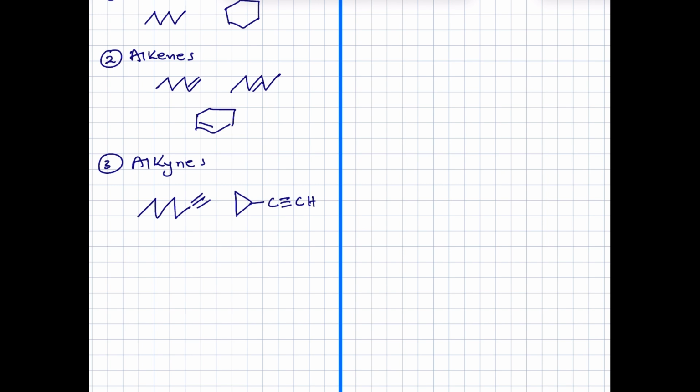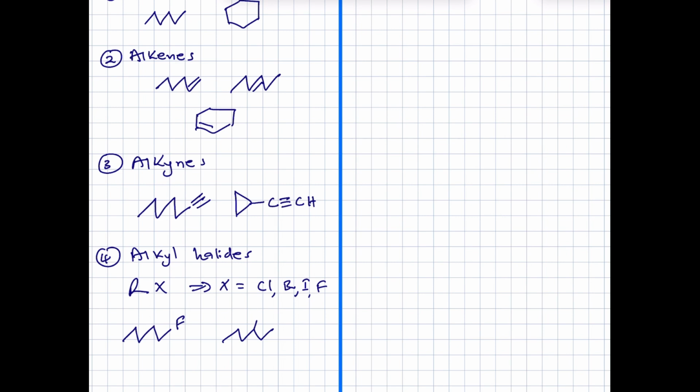Next, number 4, alkyl halides. These ones contain an alkyl group with a halogen, so RX, where X can be chlorine, bromine, iodine, or fluorine. So for example, you could have that, an alkyl fluoride. You could have a secondary alkyl chloride, and so on.